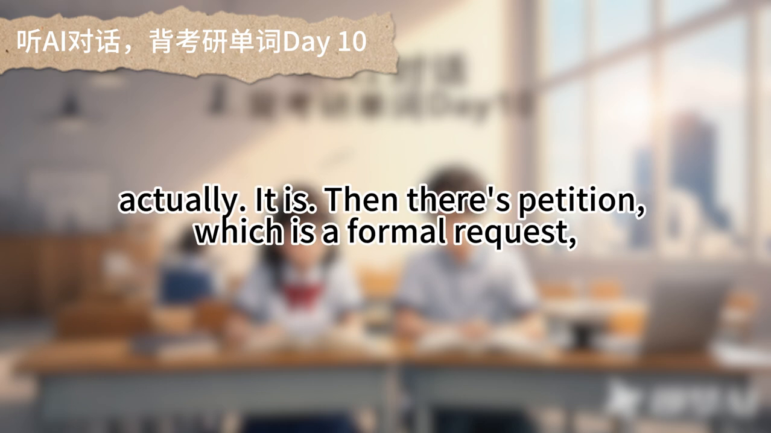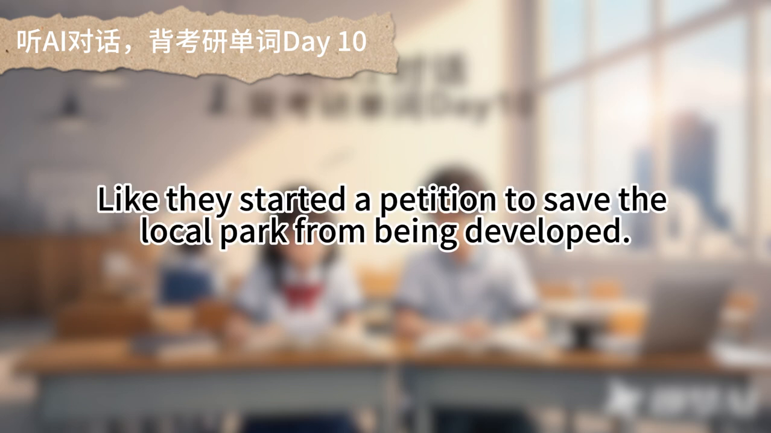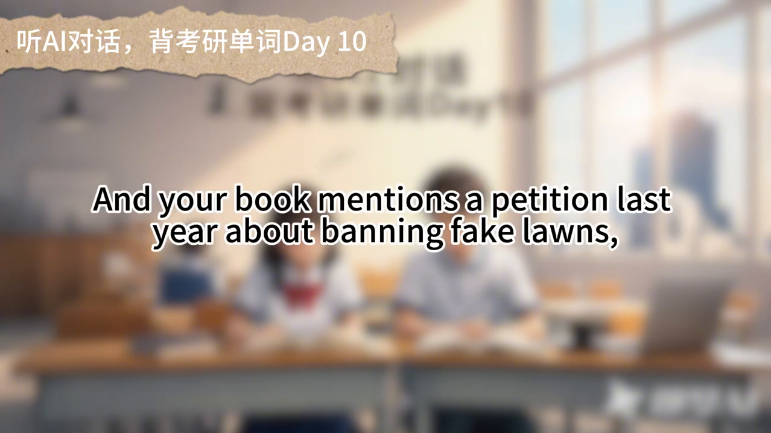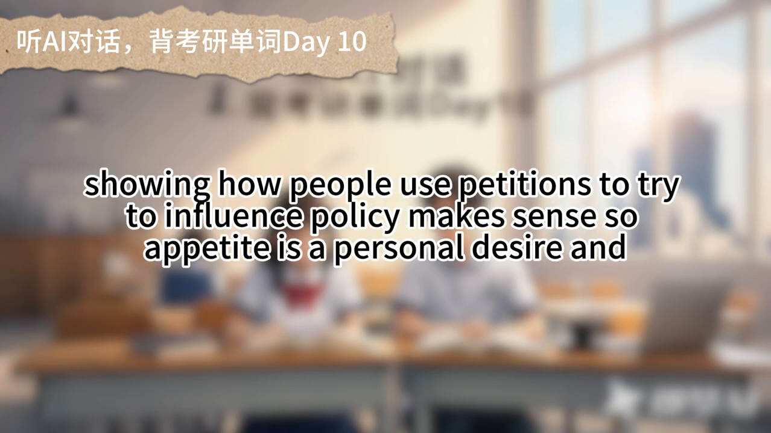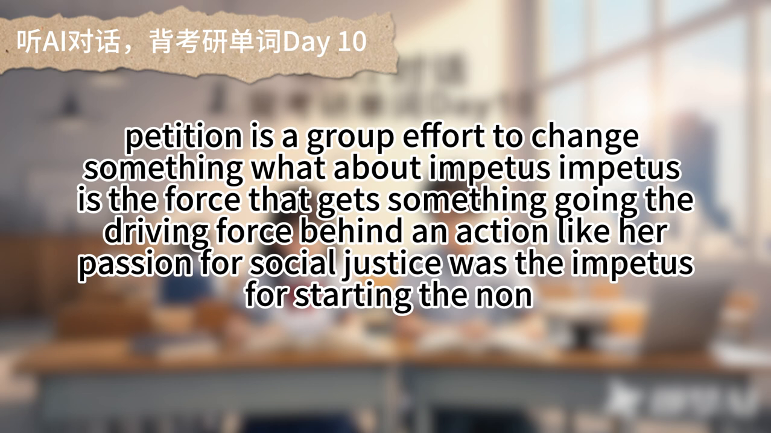It is. Then there's petition, which is a formal request, usually signed by lots of people, to try to change something. Like, they started a petition to save the local park from being developed. So a way to get your voice heard. Exactly. And your book mentions a petition last year about banning fake lawns, showing how people use petitions to try to influence policy. Makes sense. So appetite is a personal desire, and petition is a group effort to change something.